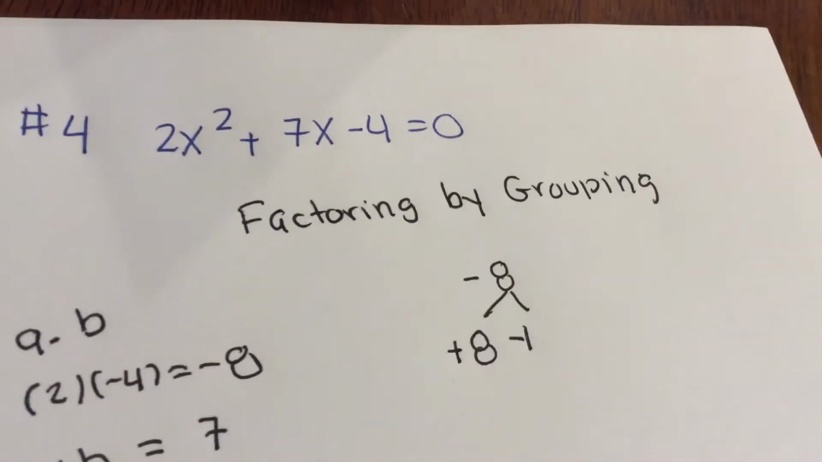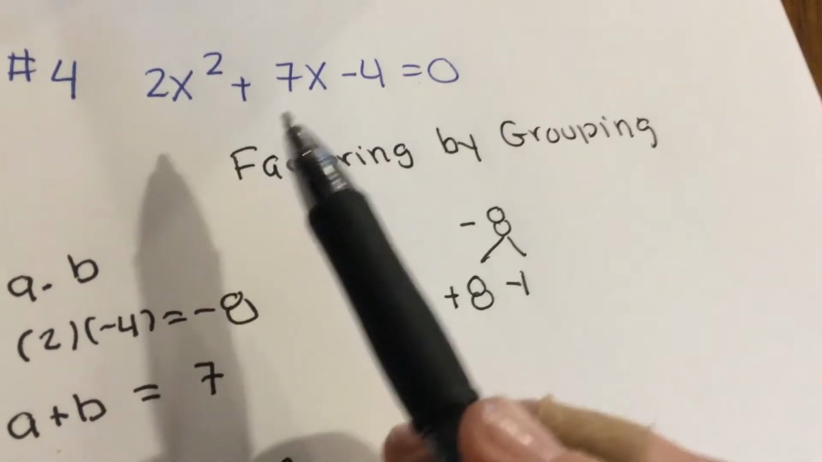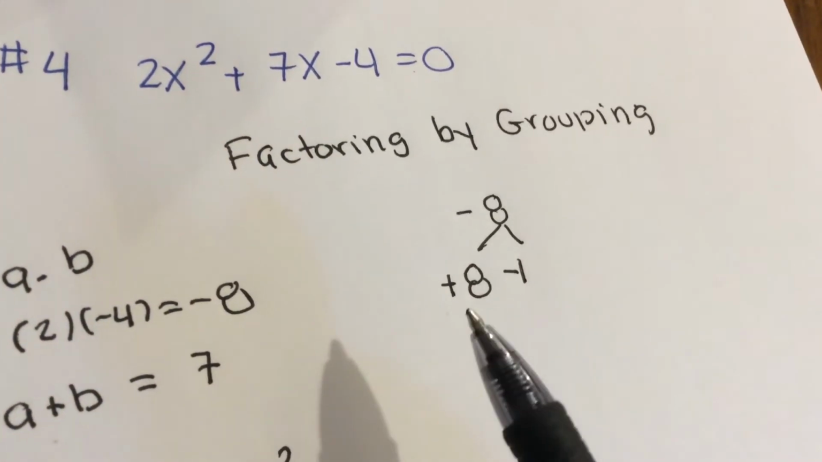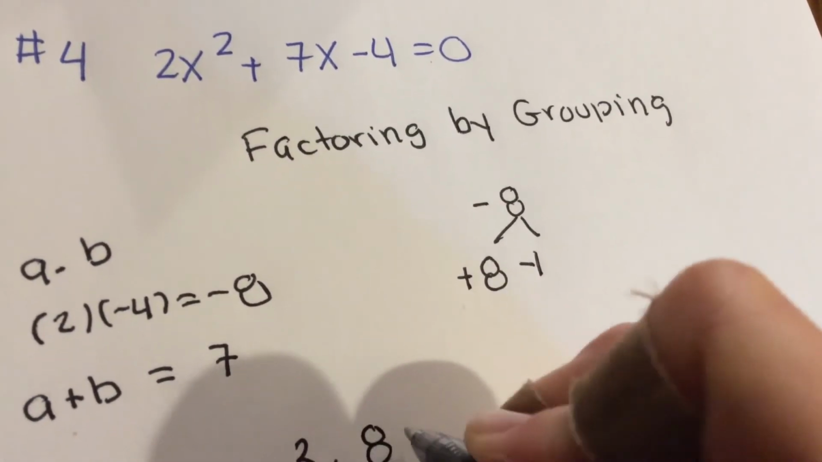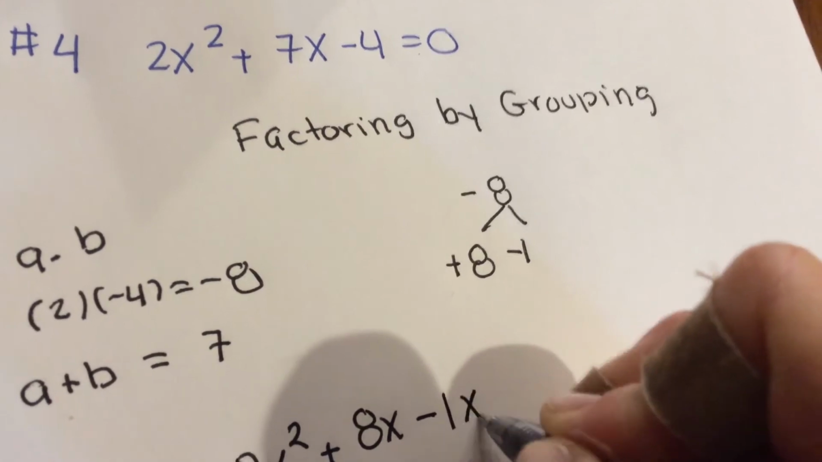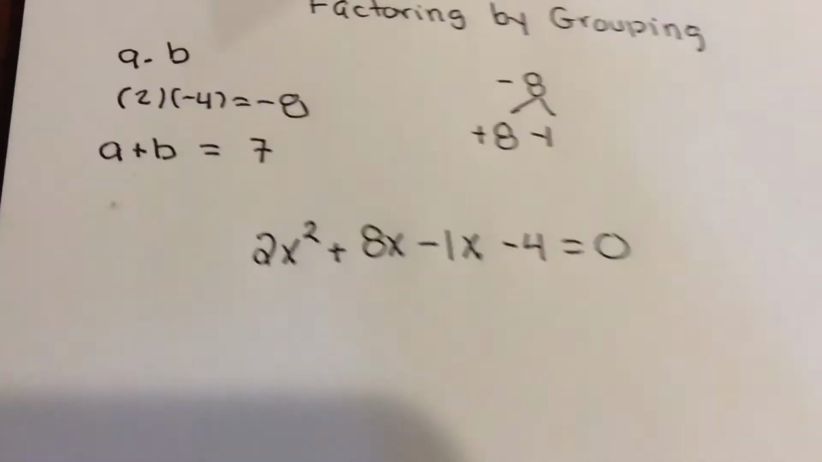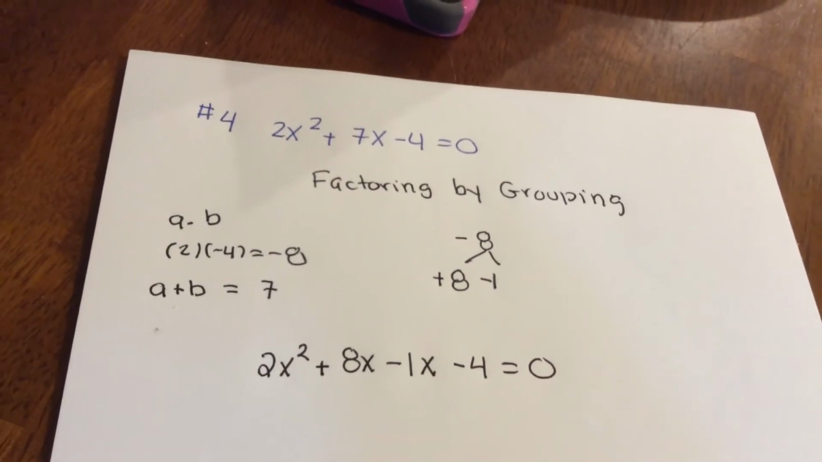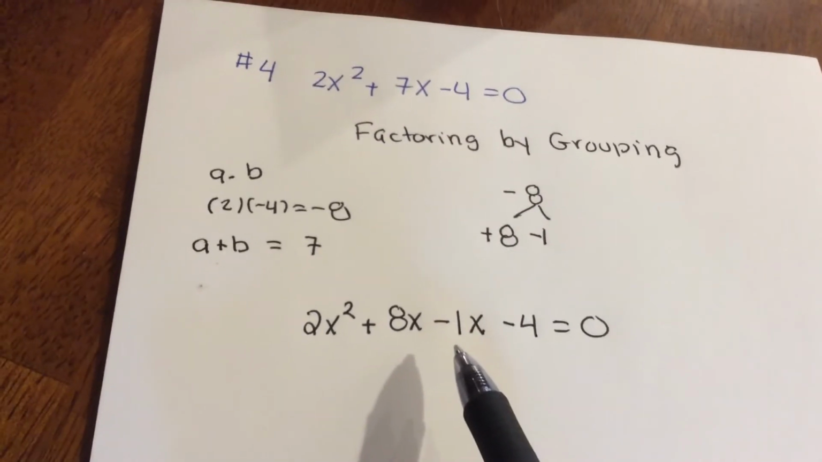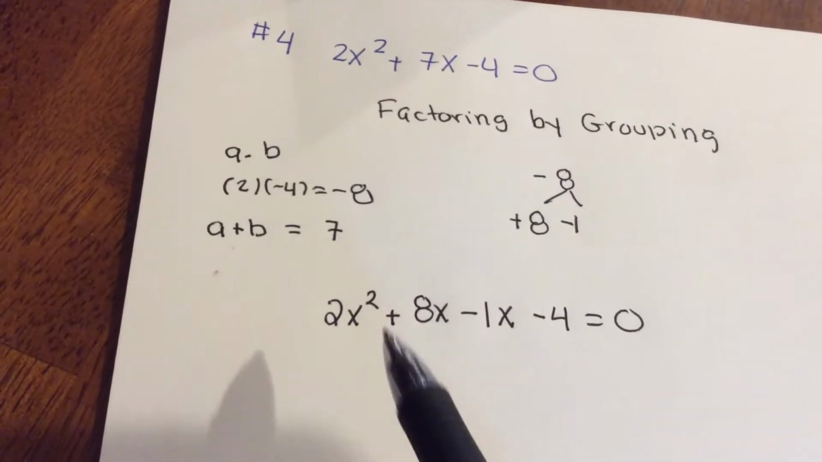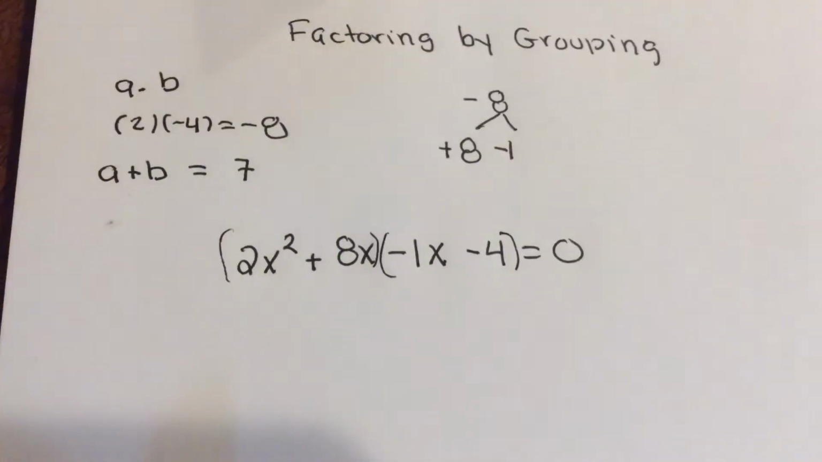So here's a little trick that we use in math. We're going to rewrite it. We have 2x squared, but instead of writing 7x, I'm going to write it in terms of 8 and -1. So I can write it as plus 8x minus 1x minus 4 equals 0. So 2x squared plus 8x minus 1x minus 4, because 8x and -1x give me 7x. Now I'm going to group these together. I'm going to take this as a group, and then this as a group.